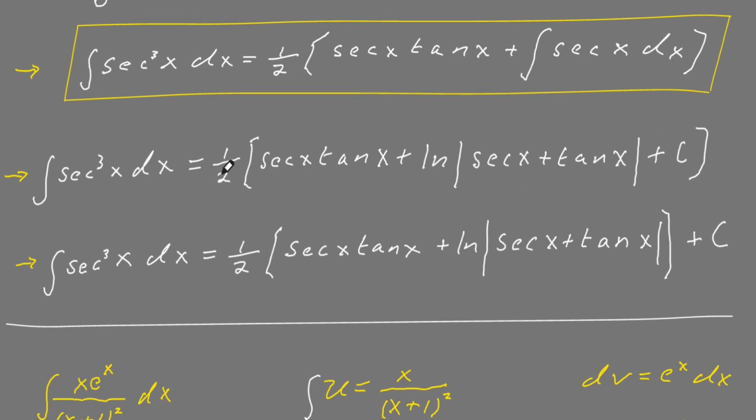Now I can distribute the 1/2 onto these two terms, so I'll have 1/2 those two terms, and distribute the 1/2 onto the c, so I'll have plus 1/2 c. But 1/2 of an arbitrary constant is still an arbitrary constant, so I can just write that as c. So the original integral will be equal to this.